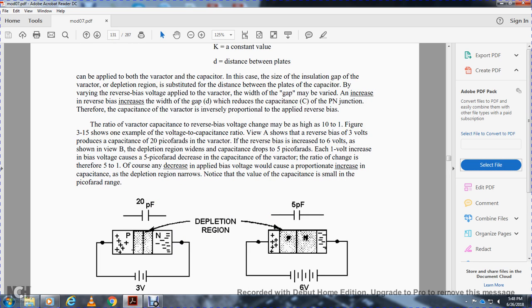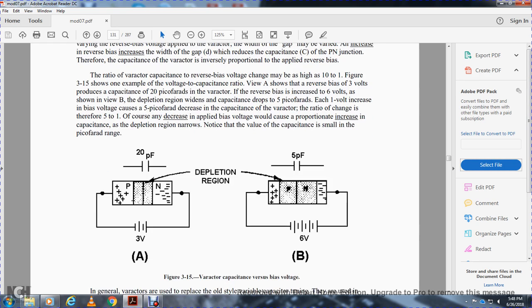The ratio of the varactor capacitance change to the reverse bias voltage change may be as high as 10 to 1. Figure 3-15 shows one example of the voltage-capacitance ratio of the varactor. VA shows a reverse bias of 3 volts producing a capacitance of 20 picofarads. When the reverse bias increases to 6 volts, as shown in VB, the depletion region widens and the capacitance drops to 5 picofarads. Conversely, a decrease of the applied bias voltage would produce a proportional increase of the capacitance as the depletion region narrows. Notice the capacitance value is small, in the picofarad range.